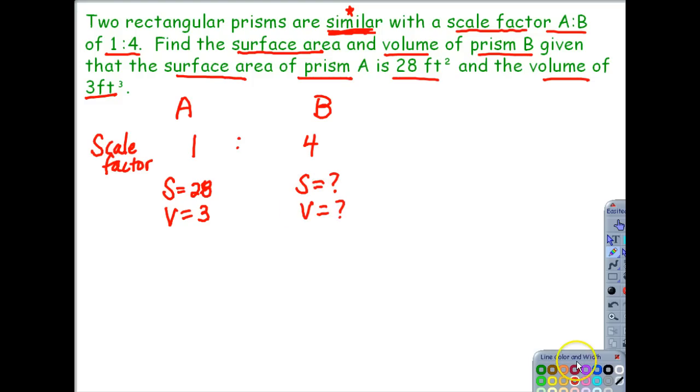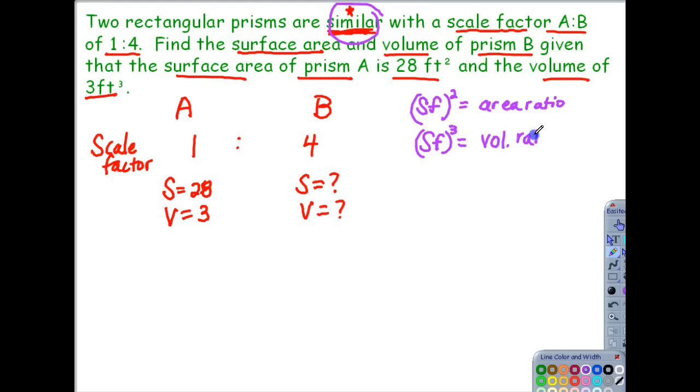Right away, I want to keep in mind we're dealing with similar figures, and I'm also dealing with areas and volumes. So we need to remember that the scale factor, or side ratio, however you want to do it, I'll just put SF for scale factor, squared gets you the area ratio, and the scale factor cubed gets you the volume ratio. Which one do you want to find first, the surface area of prism B or the volume? Let's go ahead and do surface area.